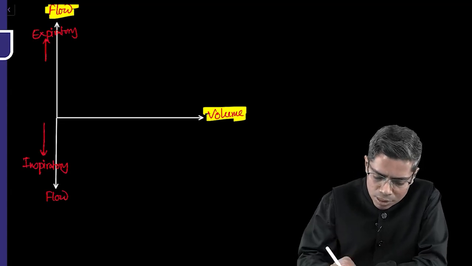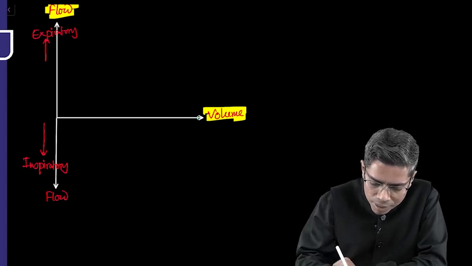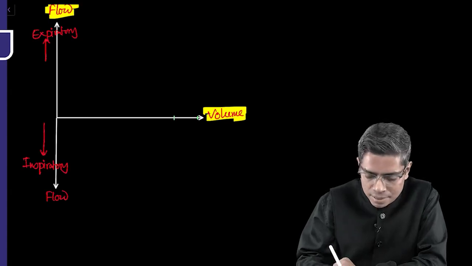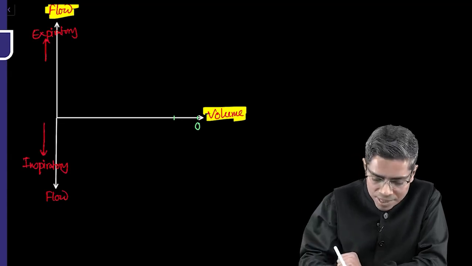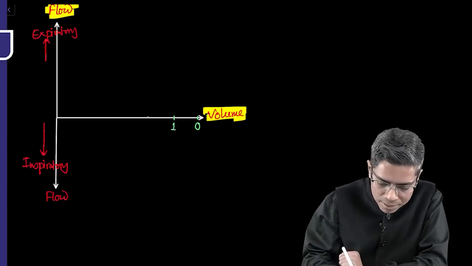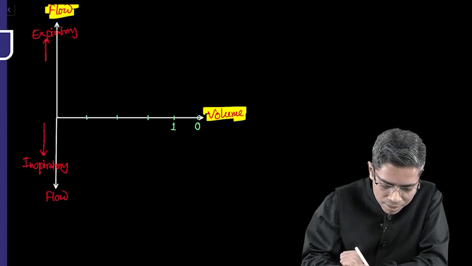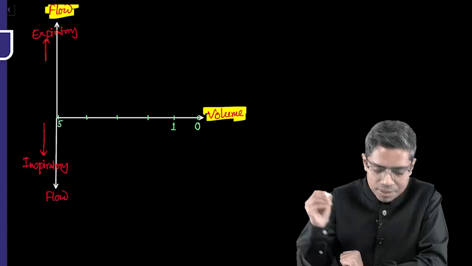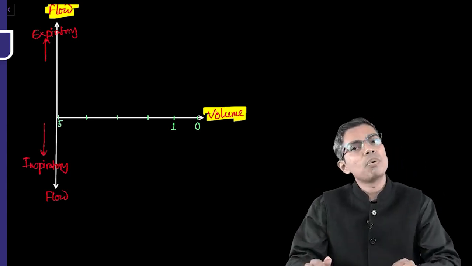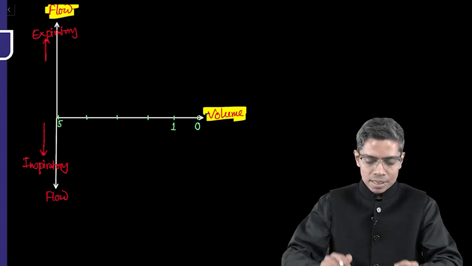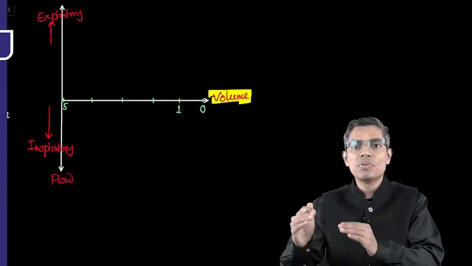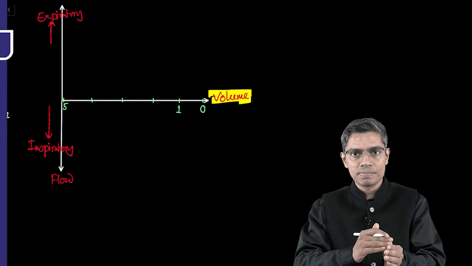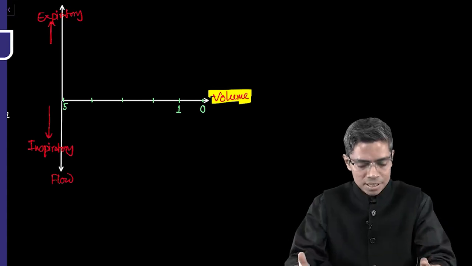And you also note down the numbers written on this x-axis, because the 0 is starting from the right side. This is maybe 1 liter, suppose this is 2 liter, this is 3 liter, this is 4 liter, this is 5 liter, right? So the numbering is in the opposite direction also. Now in this curve I am going to plot a flow volume loop, right? How is this plotted?